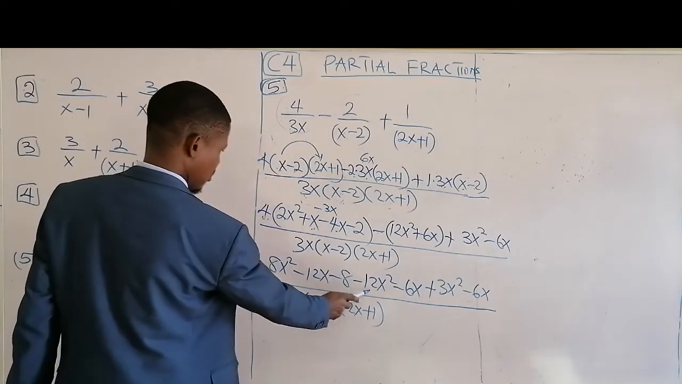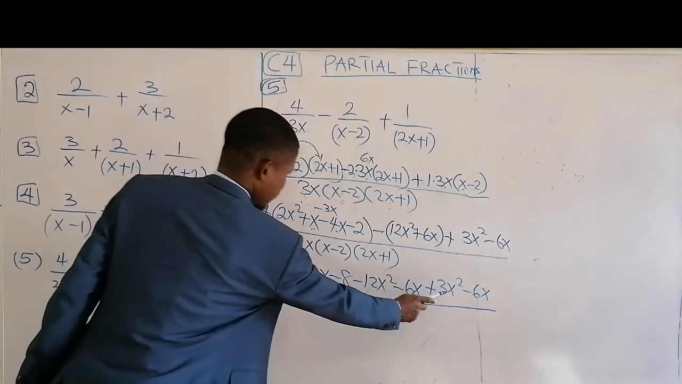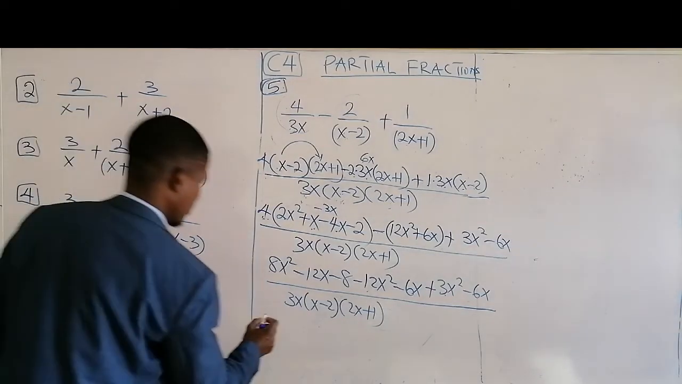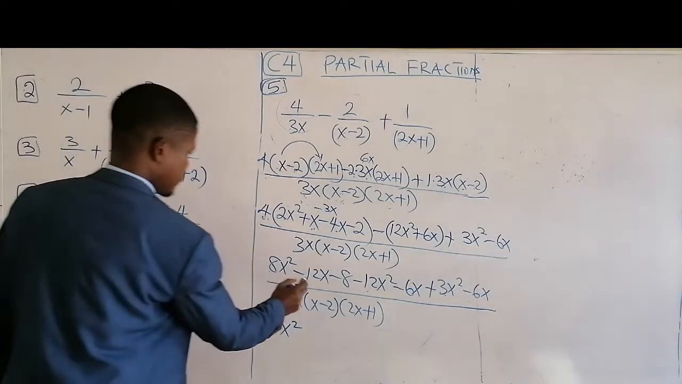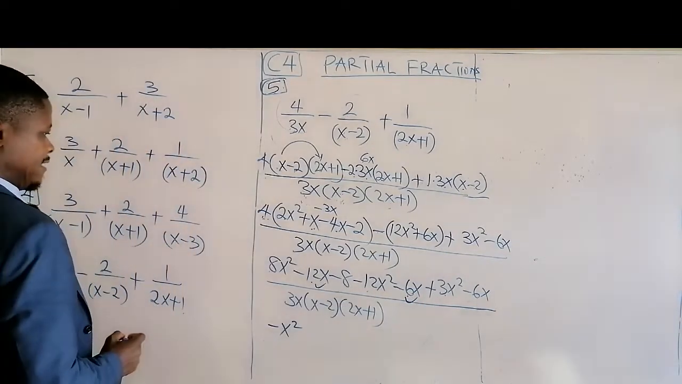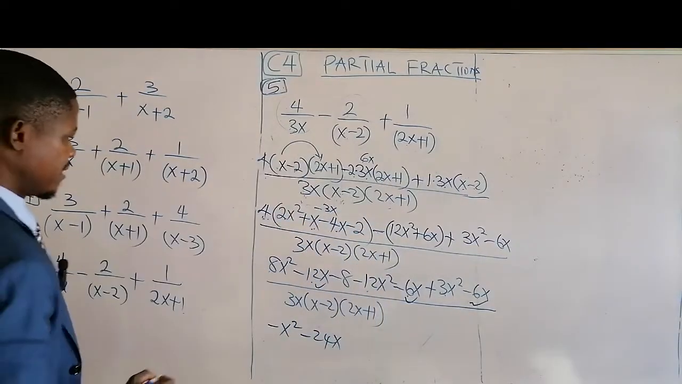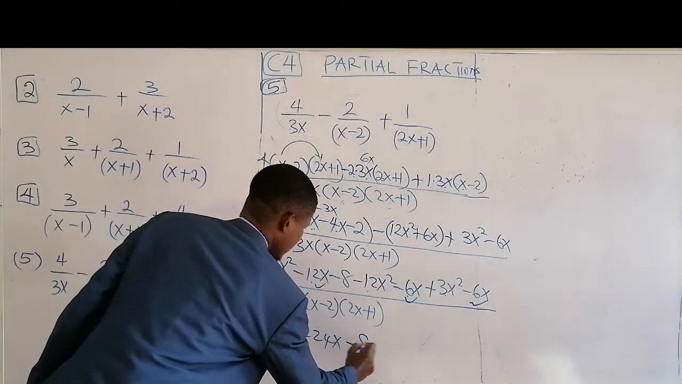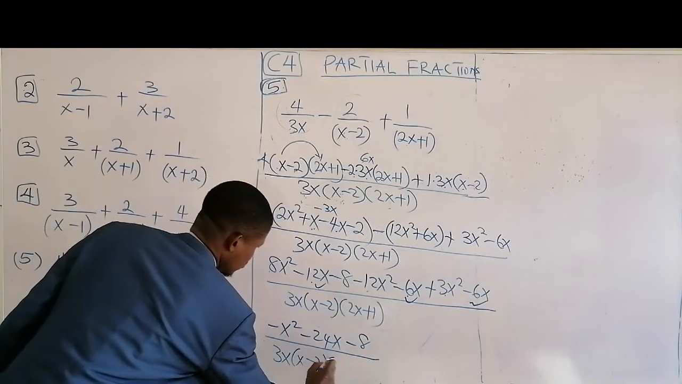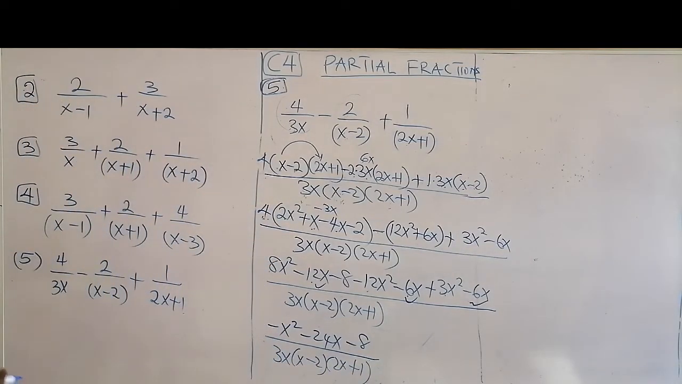8 minus 12, that's minus 4x squared, okay? And then plus this one, plus 3x squared, that's minus x squared, okay? Then minus 12x, minus 6x, that's minus 18, minus 6, that's minus 24x. Then finally, minus 8 all over 3x, x minus 2, 2x plus 1. So that's what we got for that question.